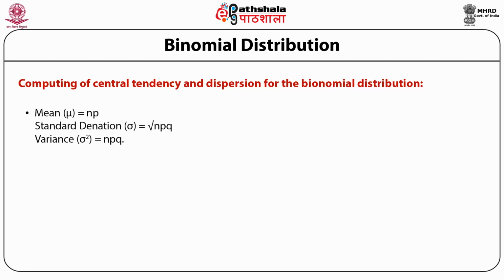Mu, which is the notation for mean. Mean is np for the binomial distribution. Standard deviation, which is sigma. For binomial distributions, standard deviation is the square root of npq, or variance is npq.